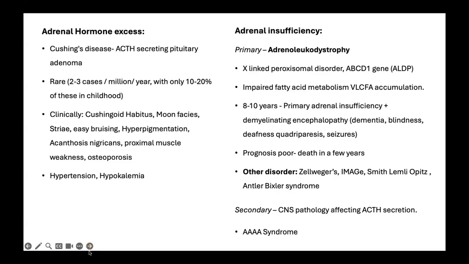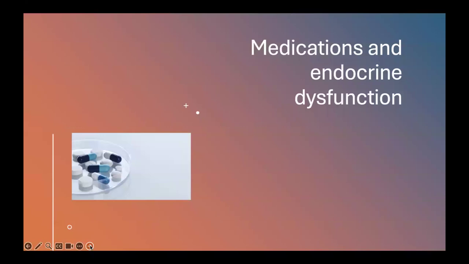There are lots of other syndromes which have neurological features as well as adrenal involvement in common, such as Zellweger's syndrome, Smith-Lemli-Opitz, and the triple A syndrome. A variety of medications can also result in endocrine dysfunction. We have discussed a few of them previously, but just going through them in brief.